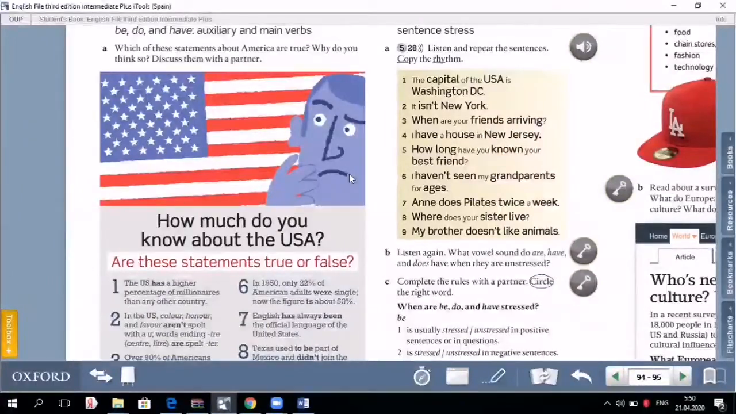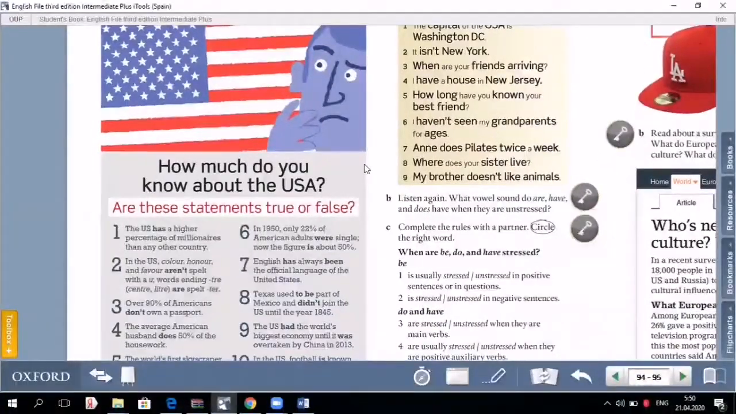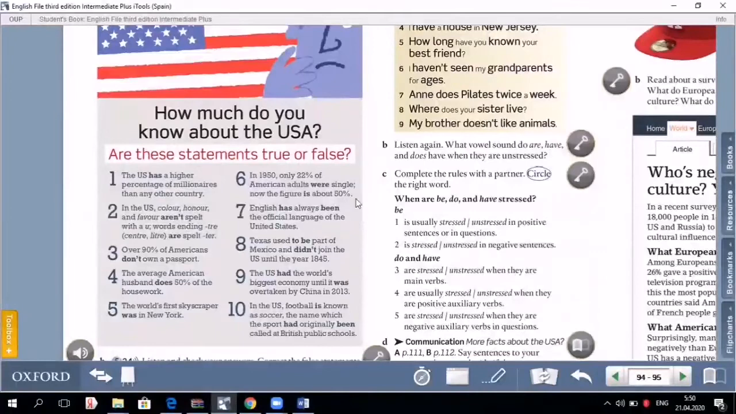And there is an interesting question. Which of these statements about America are true? Why do you think so? You should discuss it at home. But here, the question is, how much do you know about the USA? Are the statements true or false? There are 10 interesting questions where you should answer whether the sentence is true or false. If it's true, prove your sentence. If it's false, again, prove.